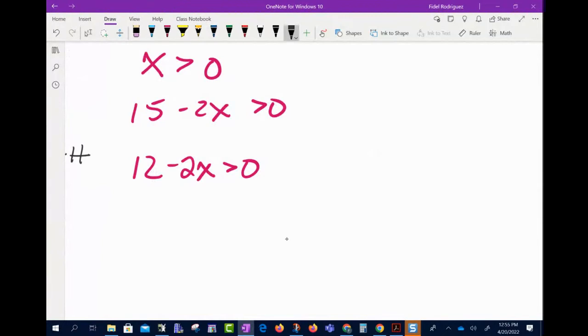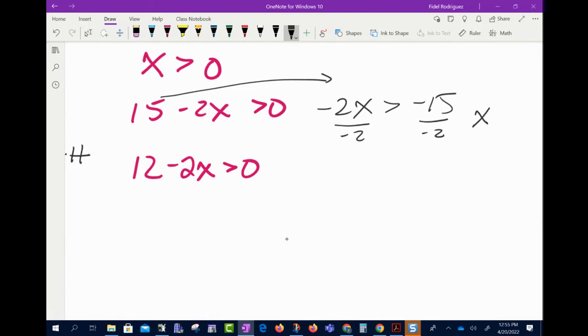So first thing here, y'all, if I move the 15 that way, that's going to give me negative 2x is bigger than negative 15. And I would divide both sides by negative 2. Let's see, negative 15 divided by negative 2 is 7.5, right? Guys, I don't know if you remember this or not, but in dealing with inequalities, anytime you divide by a negative number, the direction of my inequality has to reverse.